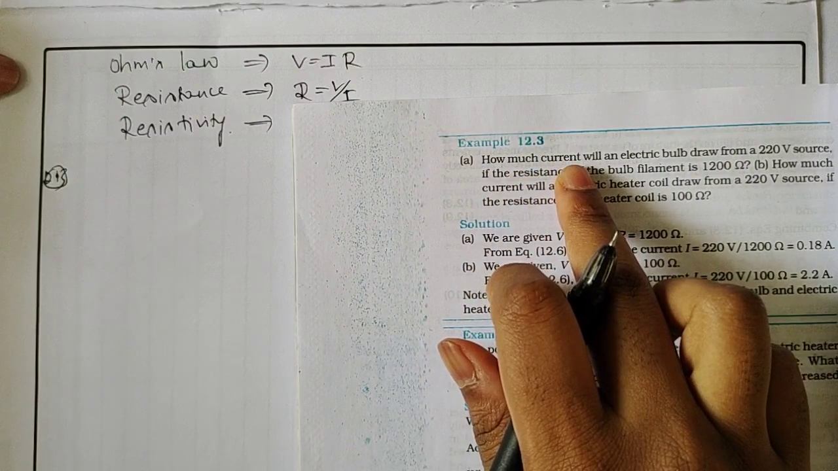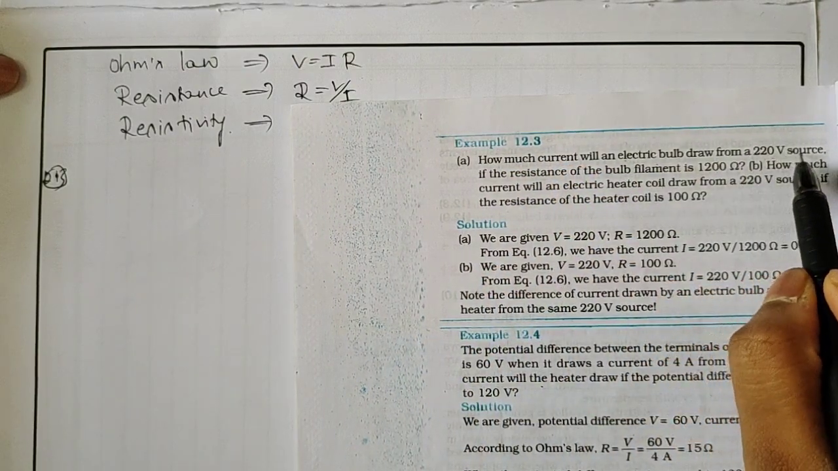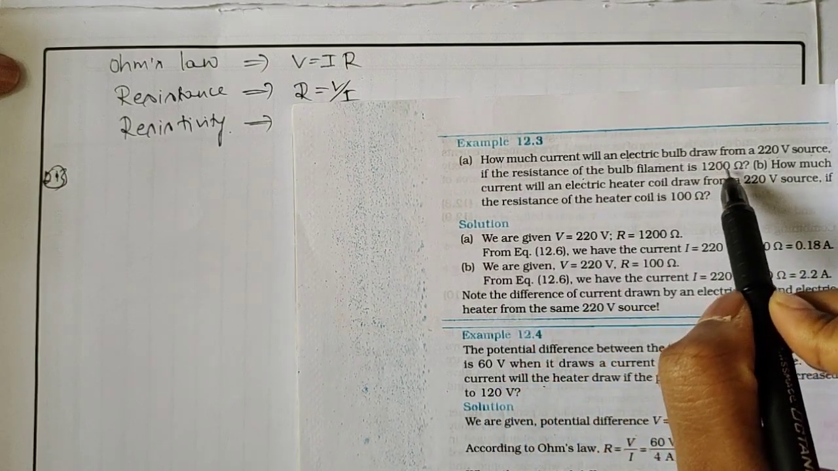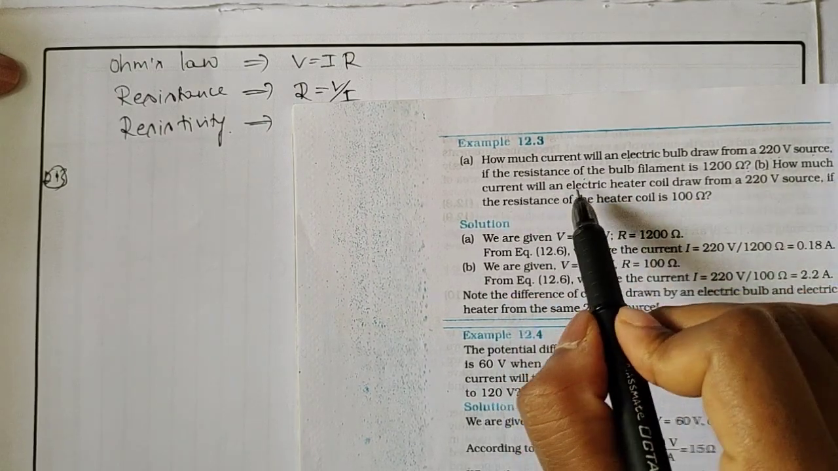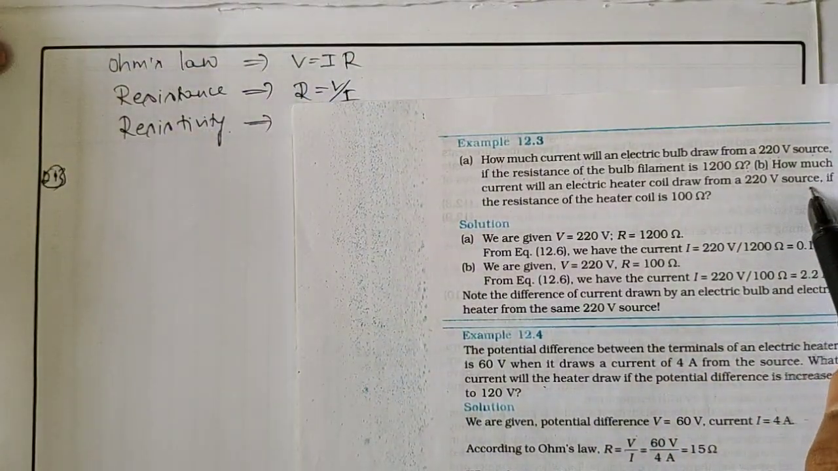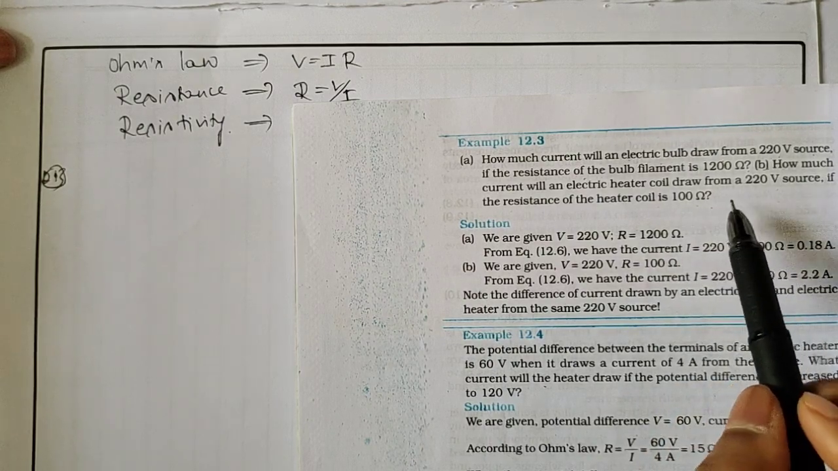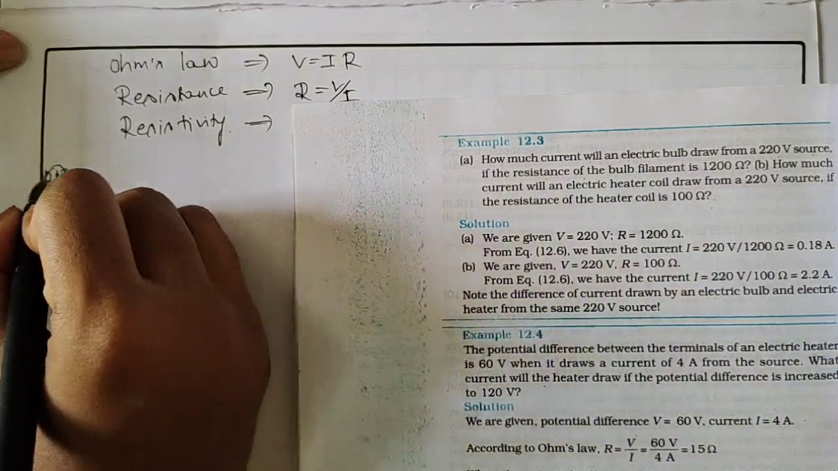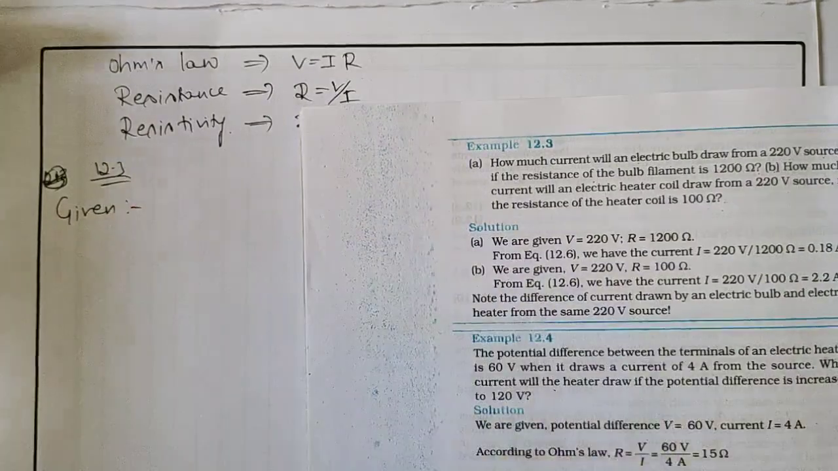How much current will an electric bulb draw from a 220 volt source if the resistance of the bulb filament is 1200 ohm? So this is the first question, and here we have B, that is the second question. How much current will an electric heater coil draw from a 220 volt source if the resistance of the heater coil is 100 ohm? Now soon after reading the question, or simultaneously while you are reading, you need to write down, as I told, what is that? First step is nothing but you need to write down the given terms from the question.